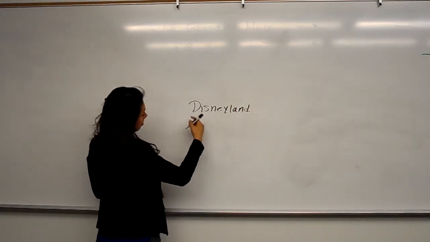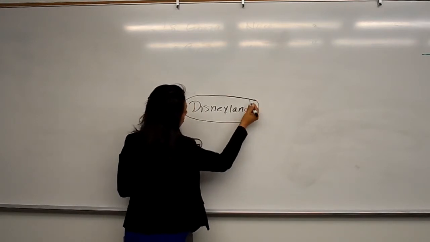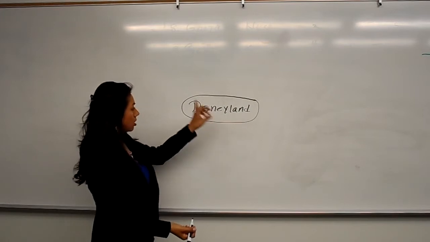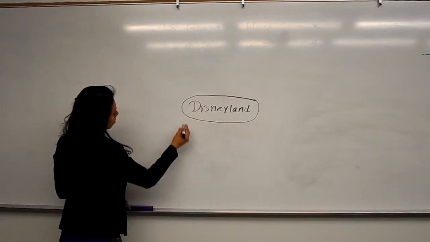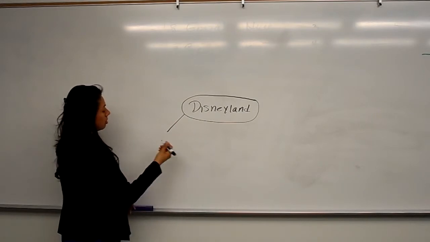So in this case, we're talking about Disneyland. And remember, we're writing about reasons to go to or reasons to not go to Disneyland. So you write it in the center of the paper, you draw a circle around it, and then you draw lines, and then you come up with other words that relate to Disneyland.